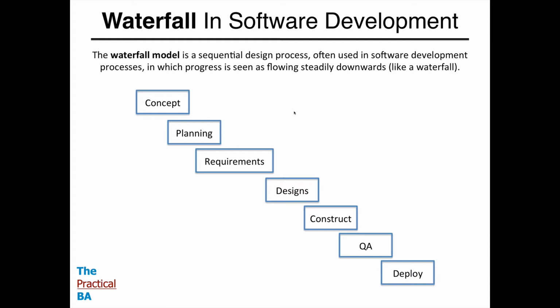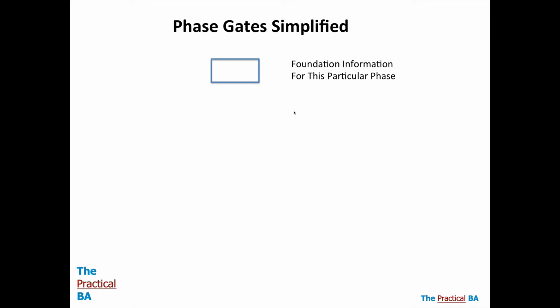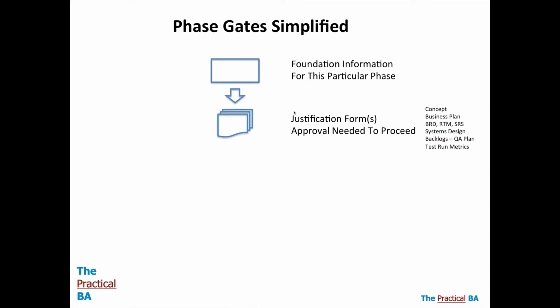So each one of these phases has a common process. It may vary a little bit from phase to phase, but there is an underlying structure that is normally undertaken, and let's just take a quick look at that. So you have a foundation. In the concept phase, you're starting from scratch, but in all the other phases, you're building upon the progress you had made in the phases before it. Then, while you're in this phase, you're creating some sort of justification document or documents. And this is so that you can get approval to go to the next phase.